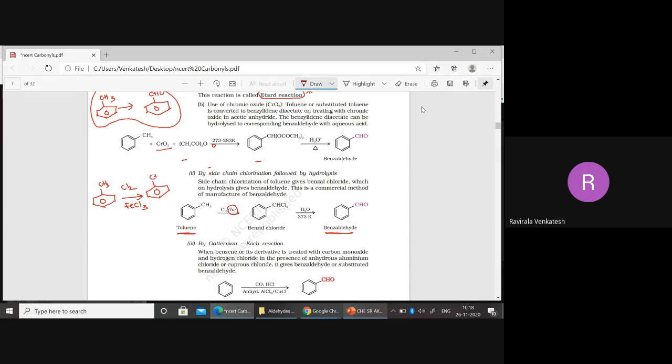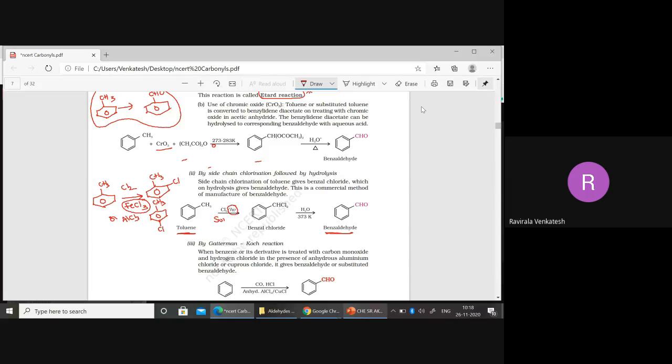Orthochlorotoluene, parachlorotoluene. Correct or not? Orthochlorotoluene and parachlorotoluene we are getting here. Here also we are getting a chlorine. One is orthochlorotoluene, other is called parachlorotoluene. When you take a Lewis acid, FeCl3 or AlCl3, you will get orthochlorotoluene and parachlorotoluene. But here what have they given you? Sunlight.